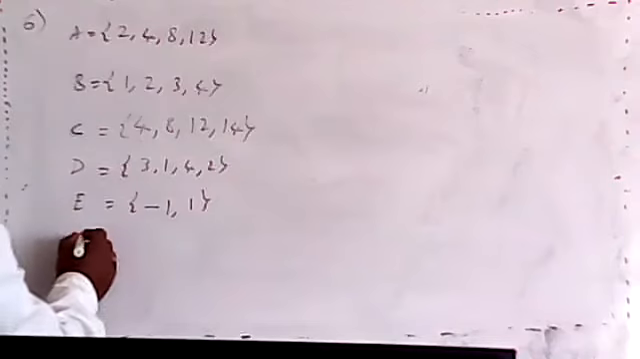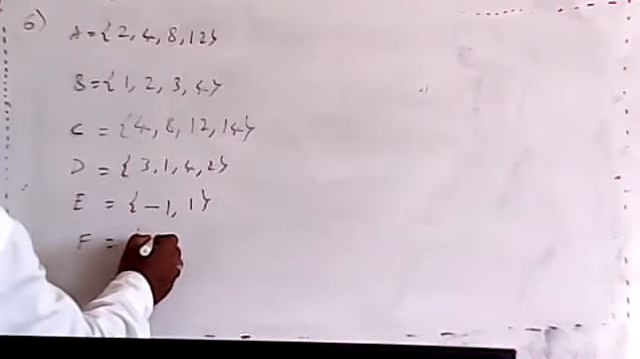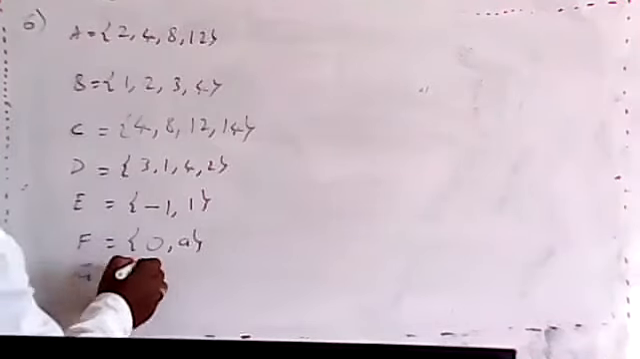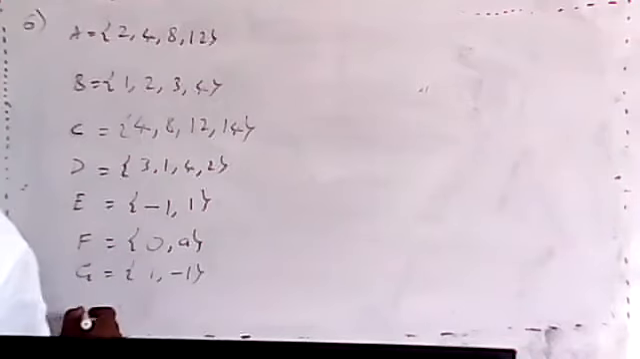There is one more set F having the elements 0 and A. And G is another set having the elements 1, -1. Again, H is also, there is what? Elements having 0, 1. Among these, which are equal sets?